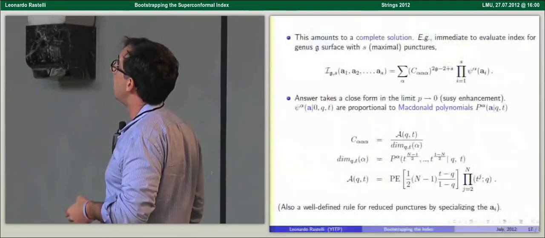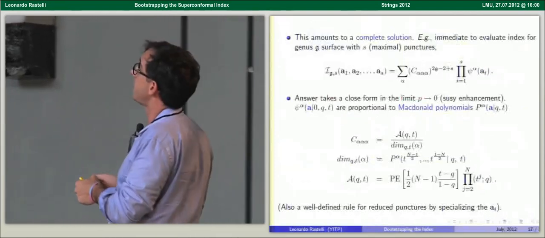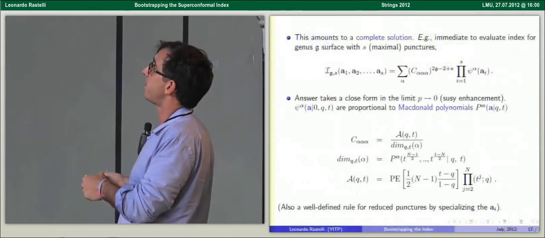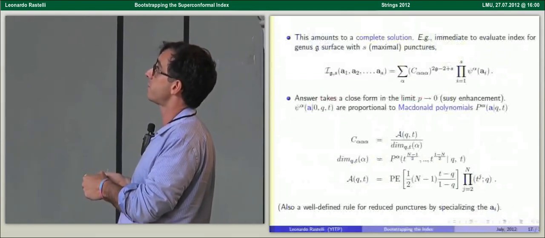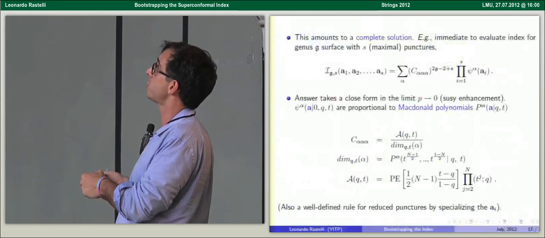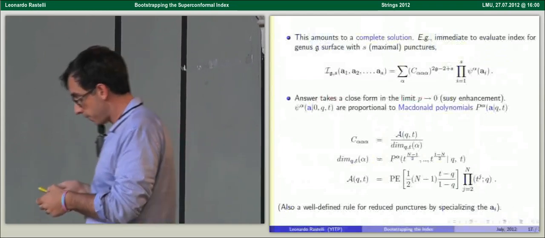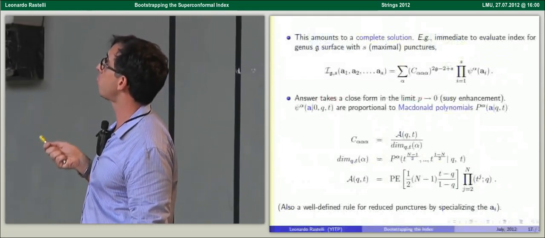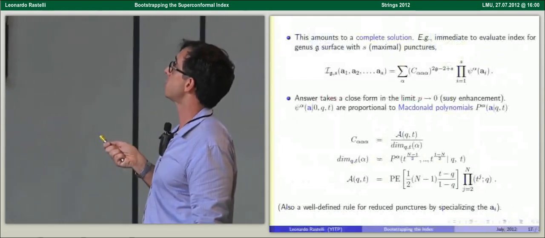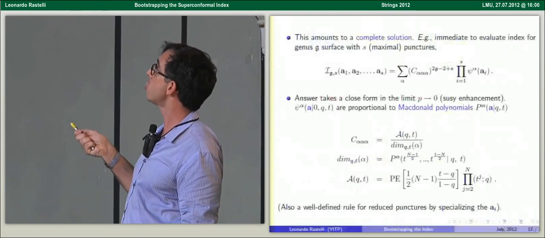Now, it should be clear that this solves the problem completely. In particular, if I want to know the index of a genus G theory with n punctures in this diagonal basis, it's immediate to write it down. Now, in the full case where I have Q, P, and T, the answer is a bit cumbersome because these functions are not known in closed form.